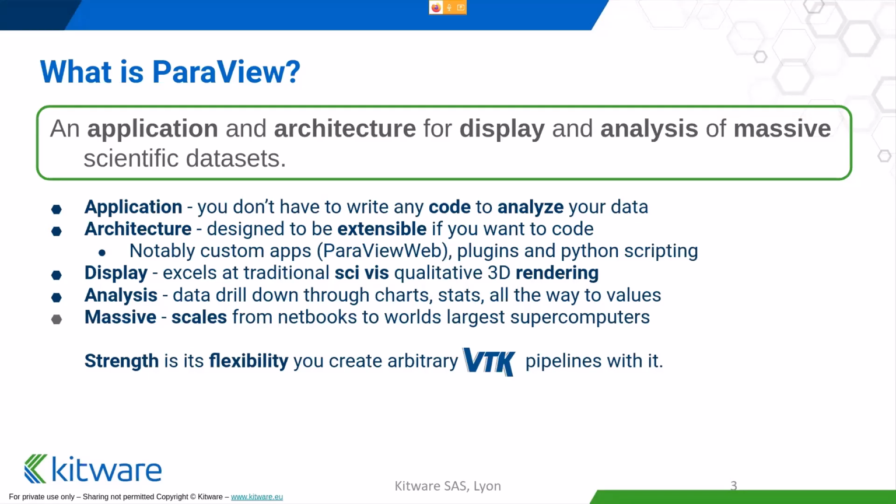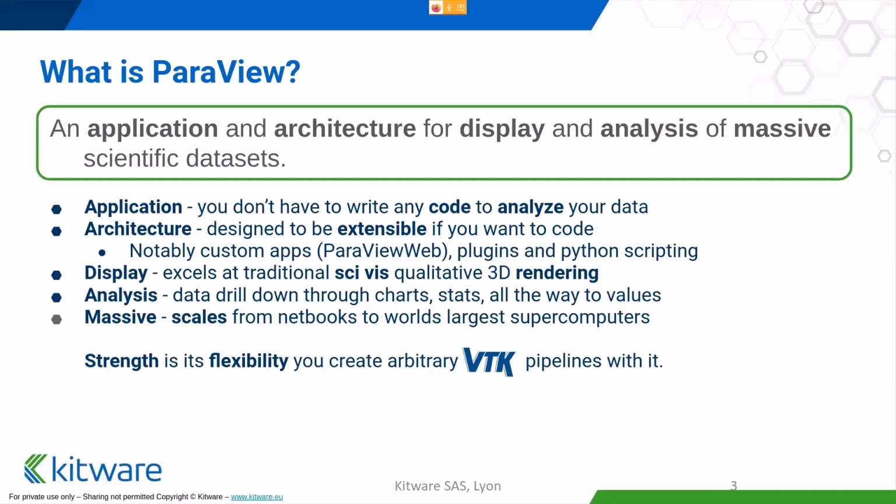We say ParaView is an application because you don't have to write any code to analyze your data. Just an application: you double click, it opens, you click on the buttons, and everything happens. It's also an architecture because ParaView is a framework that is designed to be extensible. If you want to create your own plugins, your own application based on ParaView, or if you want to use Python scripting, this is all supported by ParaView.